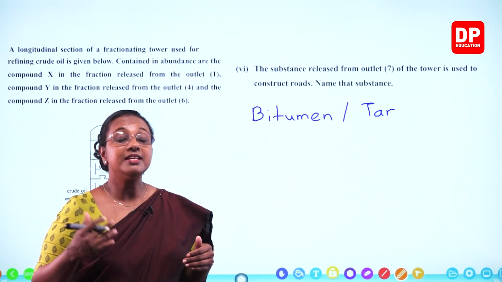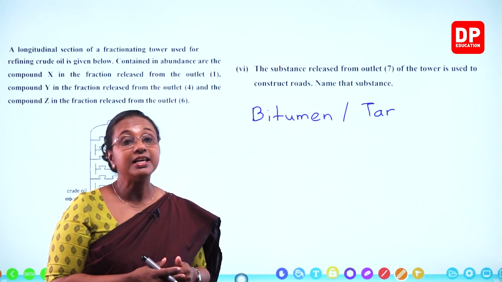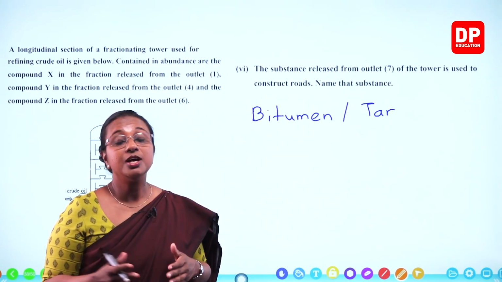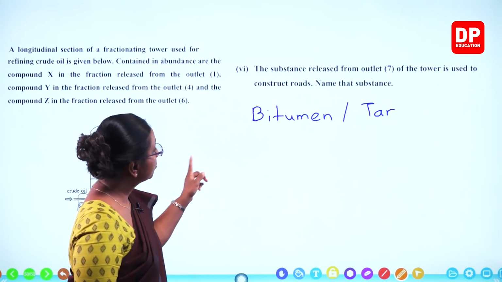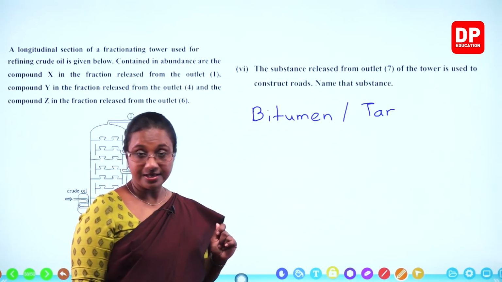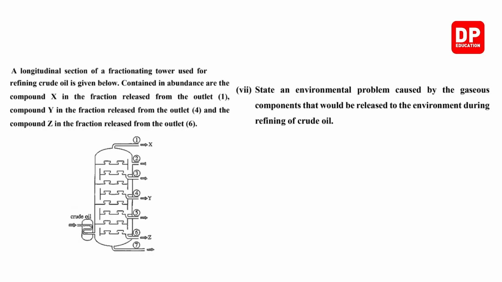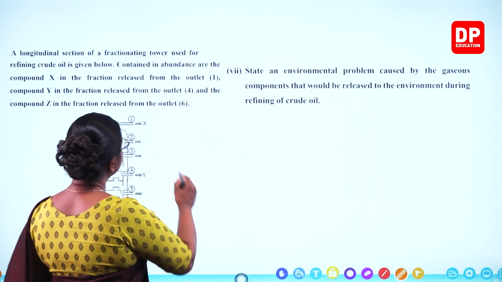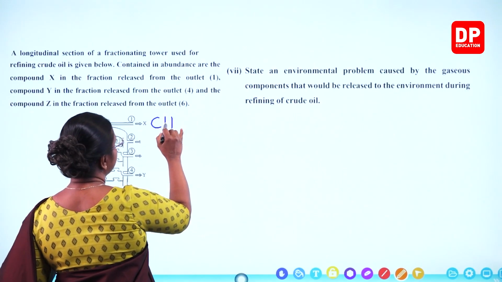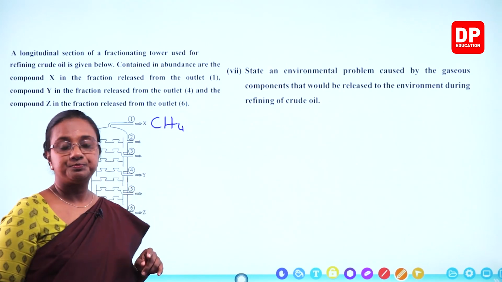Then there is naphtha that is used to make chemical substances. Like that you all can relate it. So with that I'll move on to the next part. Here part 7. State an environmental problem caused by the gaseous components that would be released to the environment during refining of crude oil. So we already saw one gaseous component, CH4, methane.